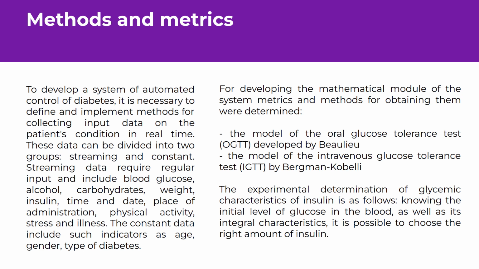For developing the mathematical module of the system, metrics and methods for obtaining them were determined. The model of the oral glucose tolerance test, or GTT, developed by Bewley in 1961. The model of the intravenous glucose tolerance test, IGTT, by Bergman and Cobelli in 1979. The experimental determination of glycemic characteristics of insulin is as follows. Knowing the initial level of glucose in the blood as well as its integral characteristics, it is possible to choose the right amount of insulin.